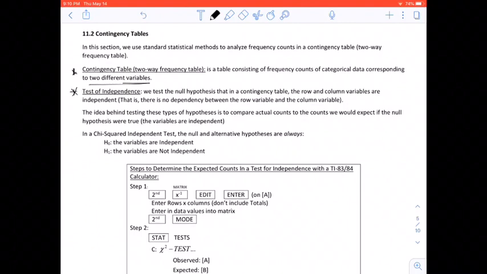We test the null hypothesis. In a contingency table, the row and column variables are independent. That is, there is no dependency between the row variable and the column variable. The idea behind testing these types of hypotheses is to compare actual counts to the counts we would expect if the null hypothesis were true. The variables are independent.